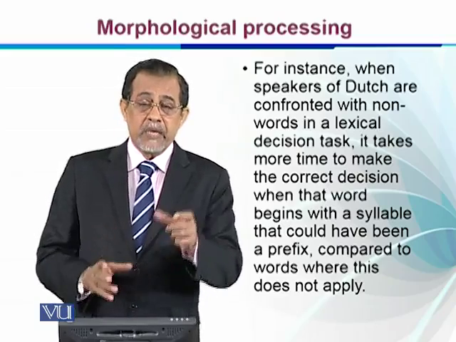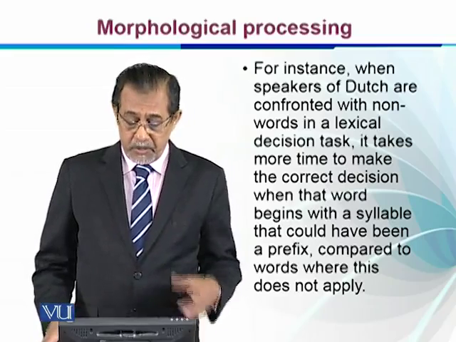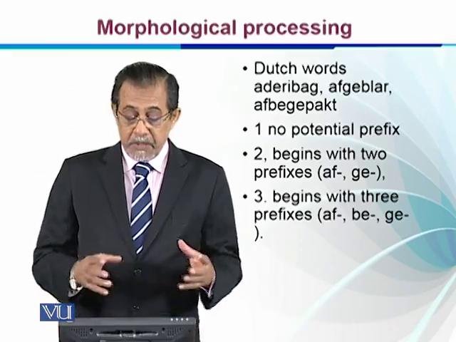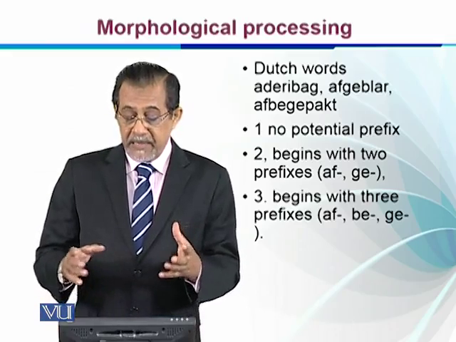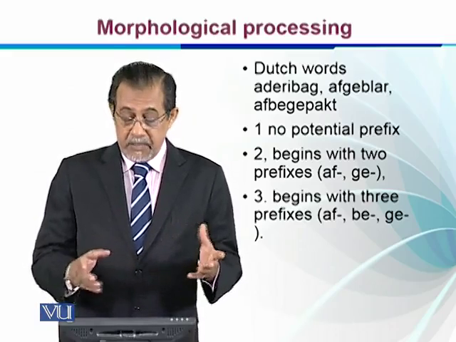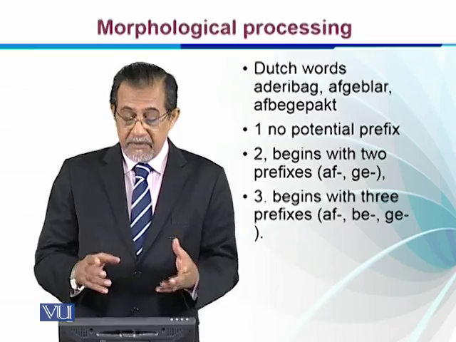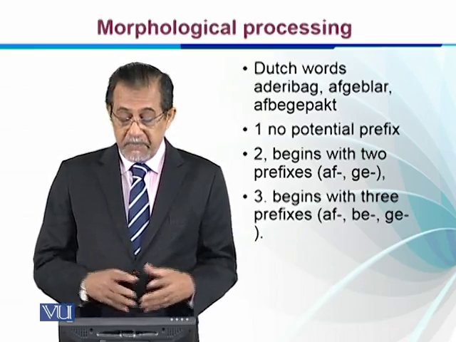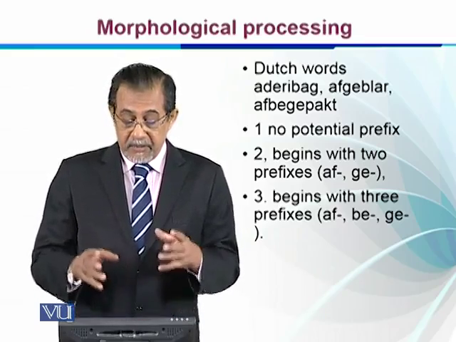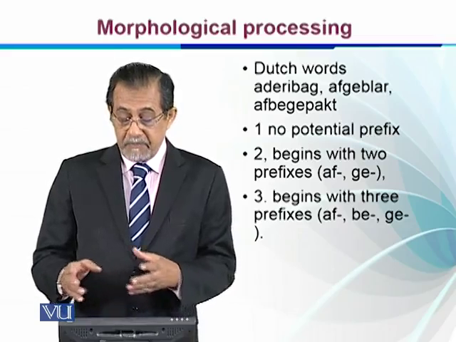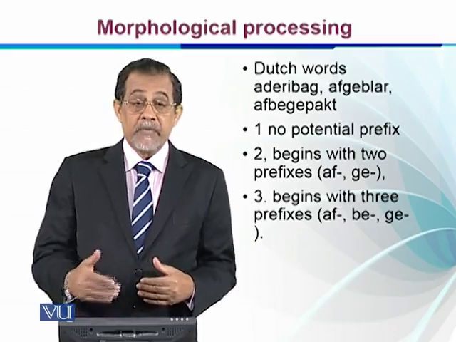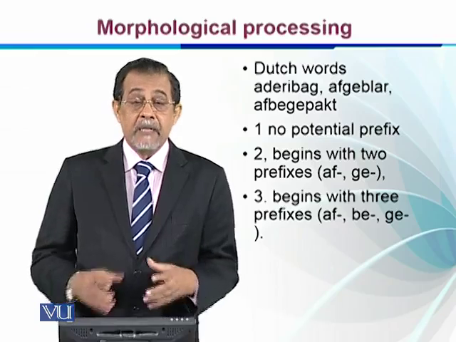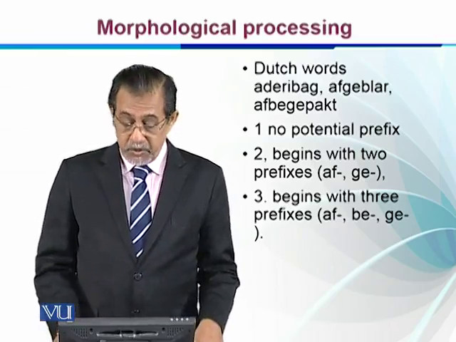So this experiment was made on Dutch speakers to know whether we parse or not. For example, the Dutch words addery bag, afgebeller, and afbegger pact. These were three words. The first word, addery bag, has no potential prefix. Whereas the second begins with two prefixes, af and ge. And the third word, afbegger pact, begins with three prefixes, af, b, ge. This is a non-word in their language.